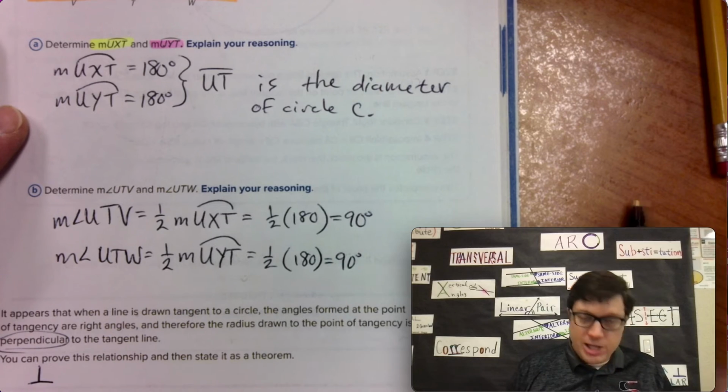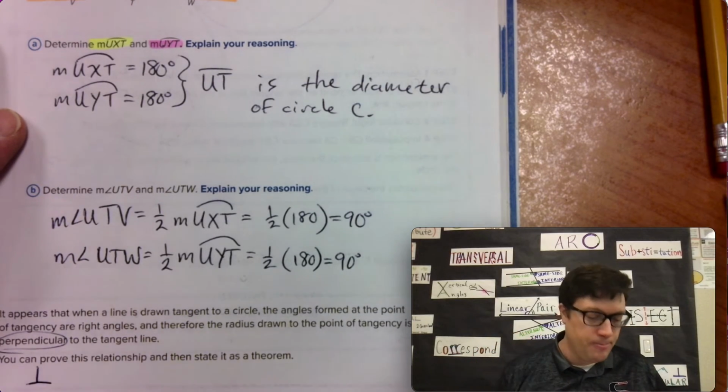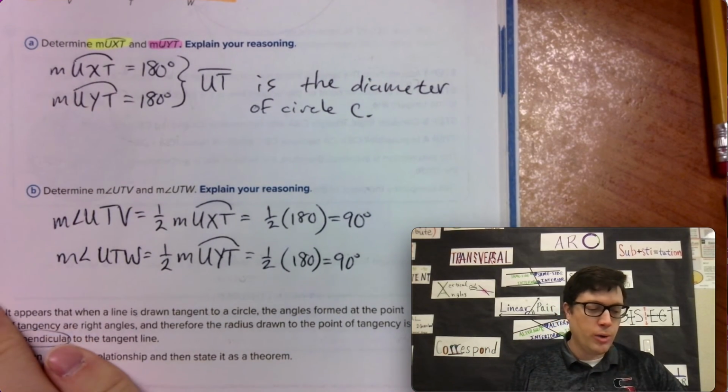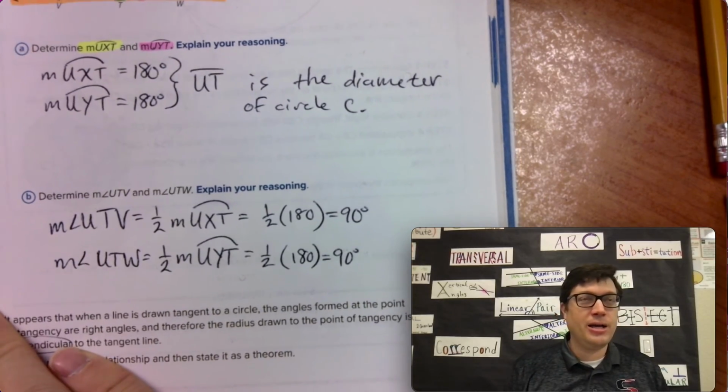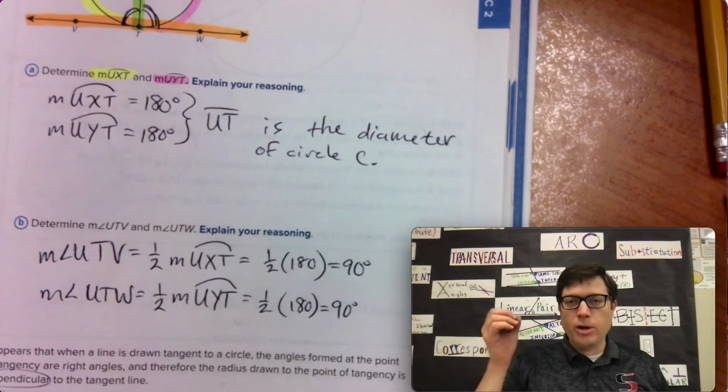You can prove this relationship and then state it as a theorem. And that's what we're going to do. We're going to explore it more than we already have, and then we're going to write a proof for it.